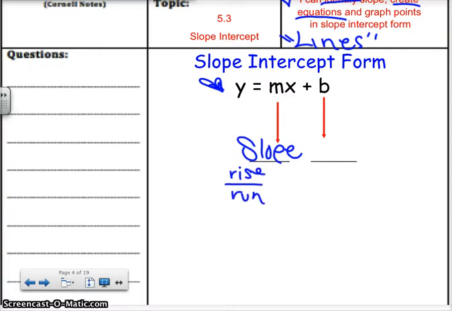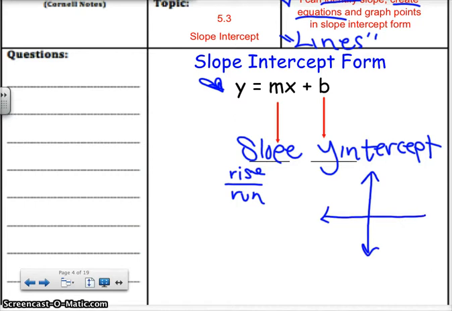The B, anything after the x, this represents our y-intercept. I say y-int. Please note, some kids have made the mistake of saying integer. Integer is not the same as intercept. What I mean by this, if I had a coordinate plane and I had an equation of a line y equals 2/3 x plus 1.